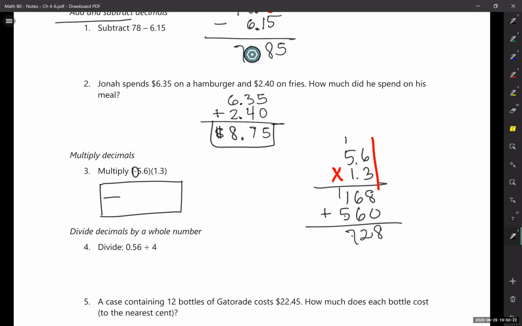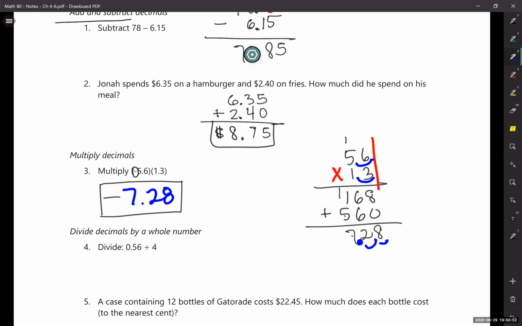Finally, I need to worry about those decimals. So I'm going to count how many place values were involved, how many numbers after the decimal were involved in this problem. And I do that by counting 1 space, 2 spaces. And so altogether, I'm going to move the decimal over 1, 2 spaces, and I get 7.28. Oh, that was terrible reading. 7 and 28 hundredths as my answer.